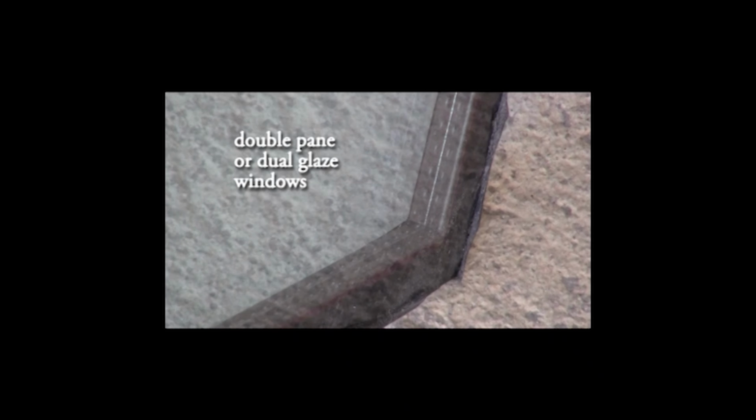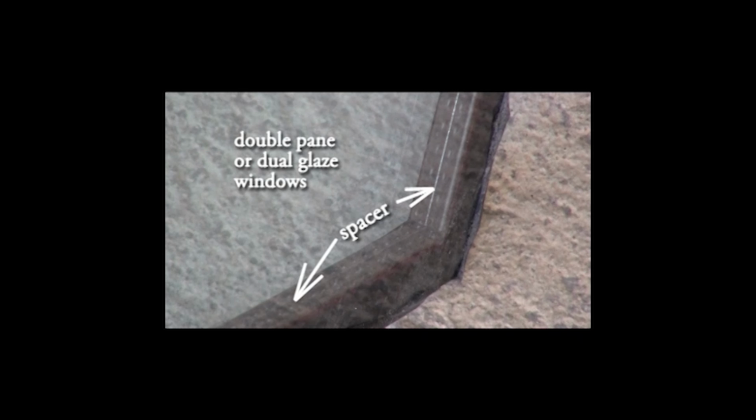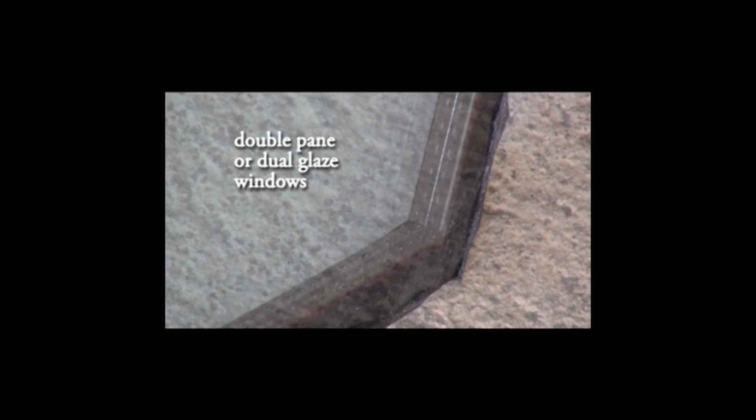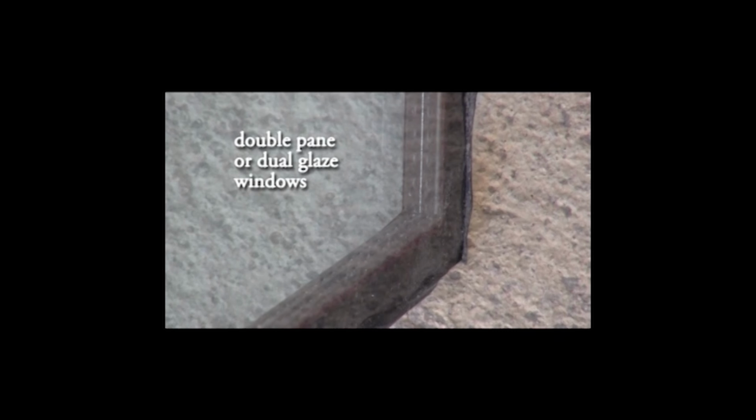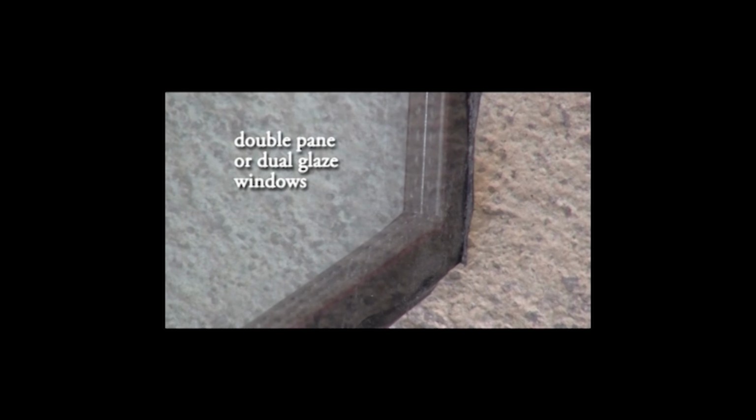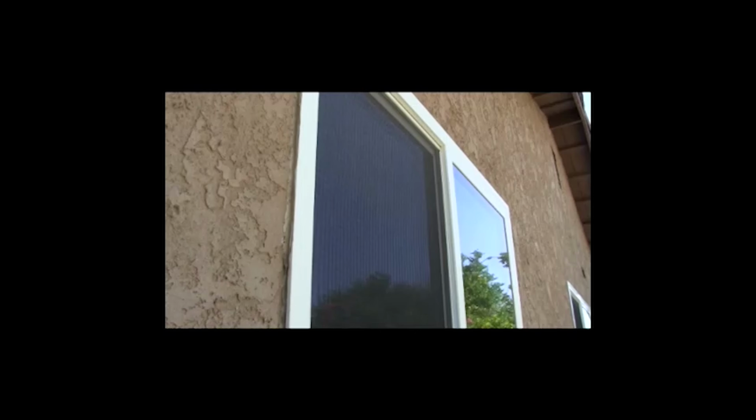Double pane or dual glaze windows have two panes of glass that are separated by a spacer. The sealed unit is then mounted in the sash. The double pane window is a better insulator. During the winter, it keeps the heat in. During the summer, it keeps the heat out.